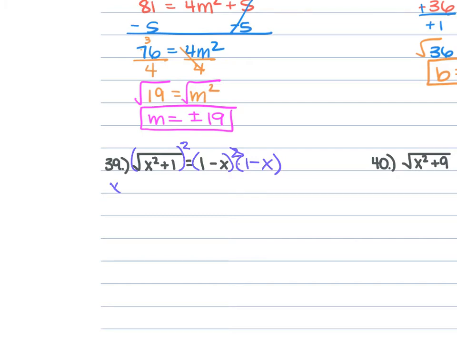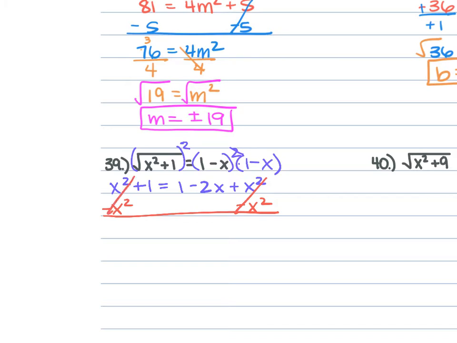So this is going to leave us with x squared plus 1 is equal to 1 times 1 is 1. 1 times negative x is negative x. Negative x times 1 is negative x. If we combine those, it's going to give us a negative 2x. And then negative x times negative x is a positive x squared. So our whole idea here is to get our x squareds together so we can subtract x squared from each side.